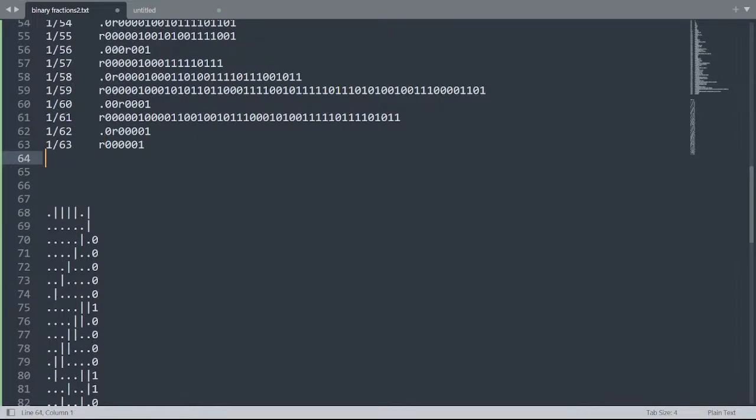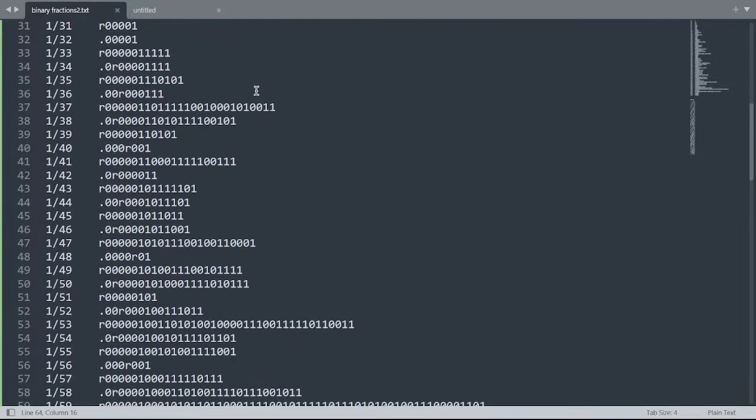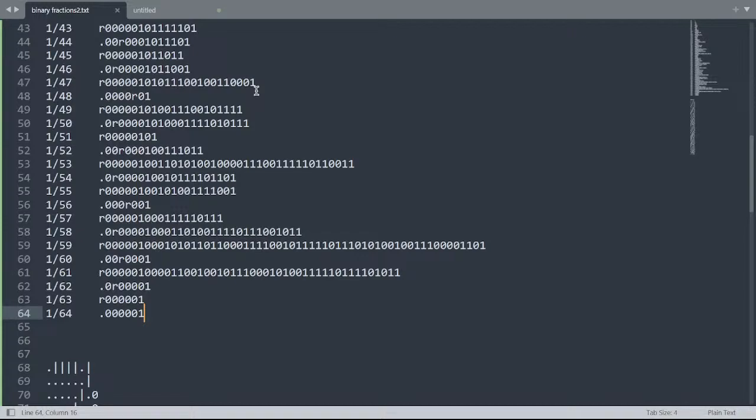1/63 is that. 1/64 is point that. Now the question is, do we want to keep going? Because I have been at this for 2 hours straight. I would be willing to be up for another 2 hours. The thing is, they're gonna get longer, and so it's not actually gonna be 2 hours. It's gonna be longer than that.